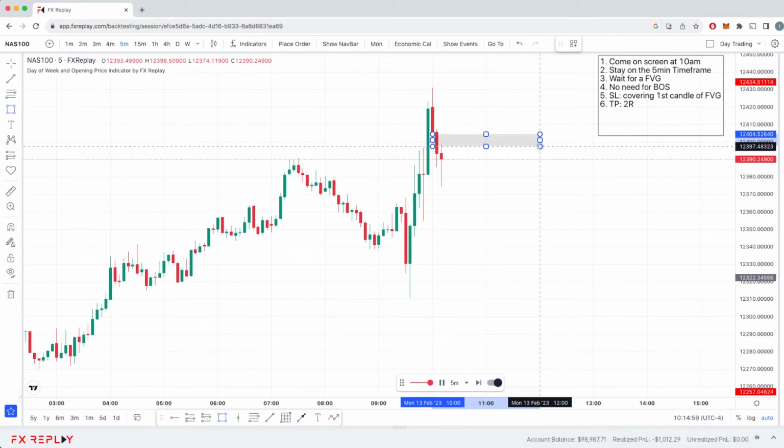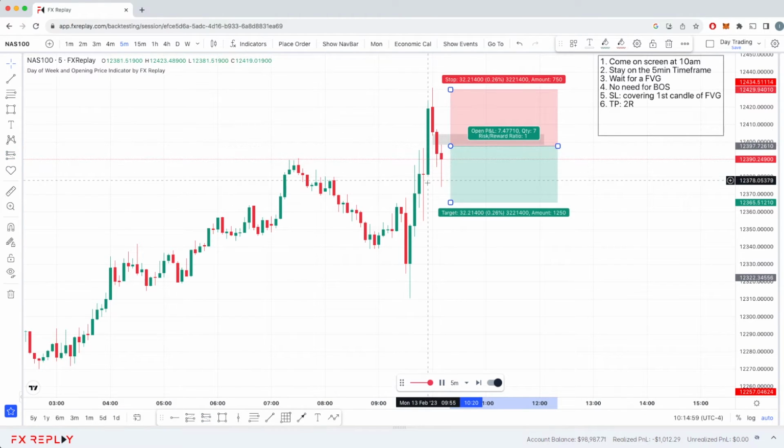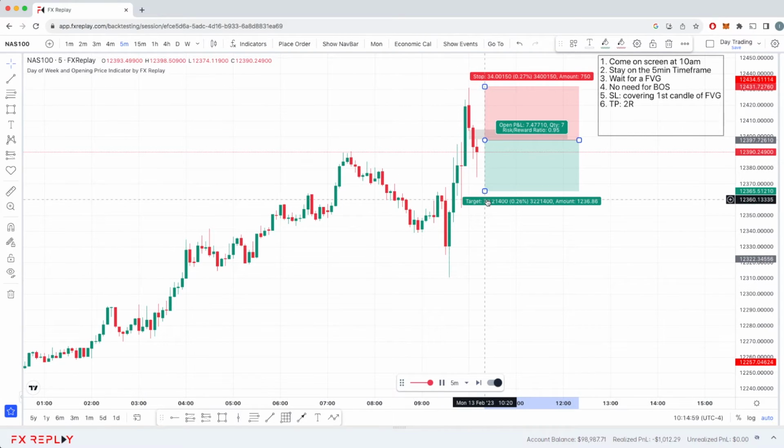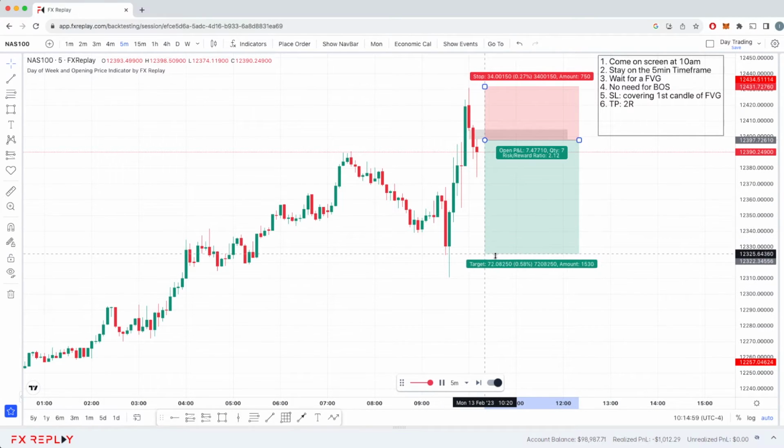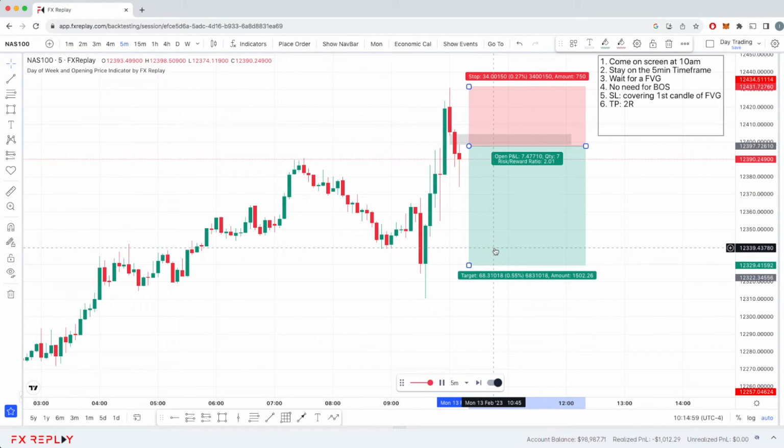So this is the new fair value gap that got formed. And you can see that I'm not waiting for a break of structure. I'm really following what Casper is showing in his video, and you can go back to his video if you want to watch it. I'm just following the planning here. We're just backtesting what the people on YouTube are teaching.